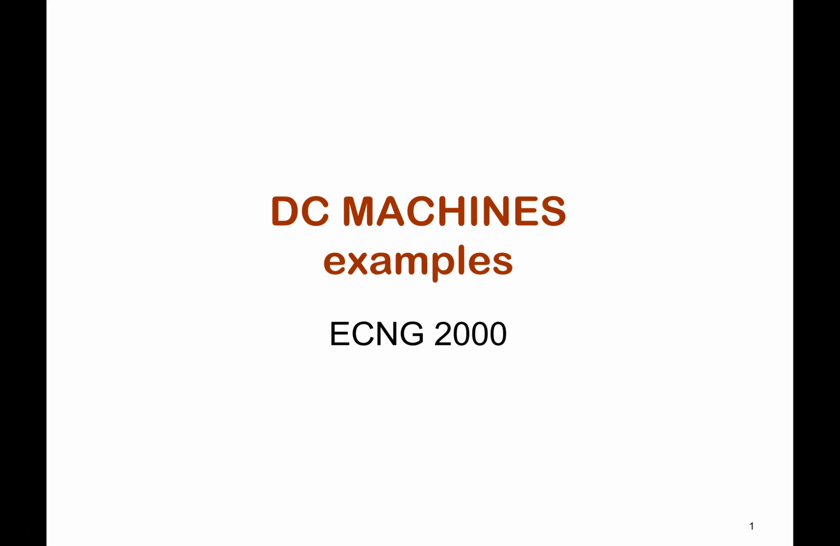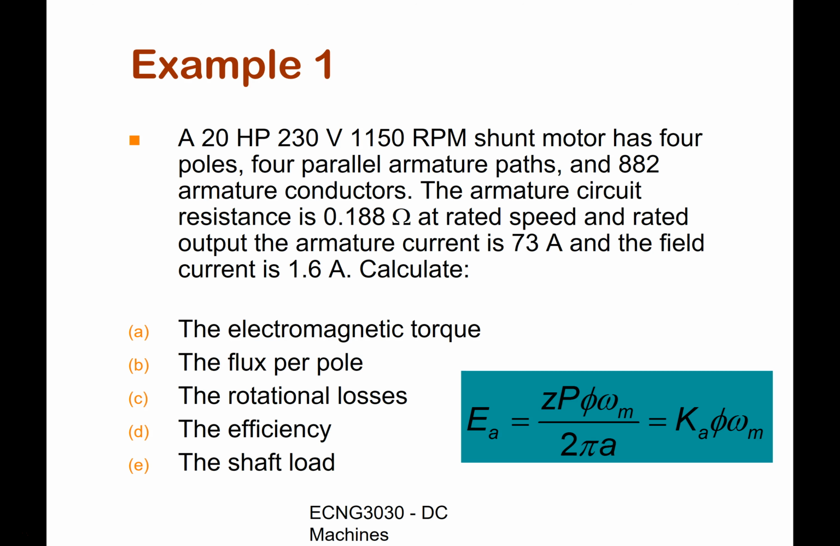Hi everyone, so today we look at some DC machine examples, and first off we're going to look at a 20 horsepower, 230 volt, 1150 rpm shunt motor having 4 poles, 4 parallel armature paths, so you can guess what the kind of winding is, wave winding or lap winding, and 882 armature conductors.